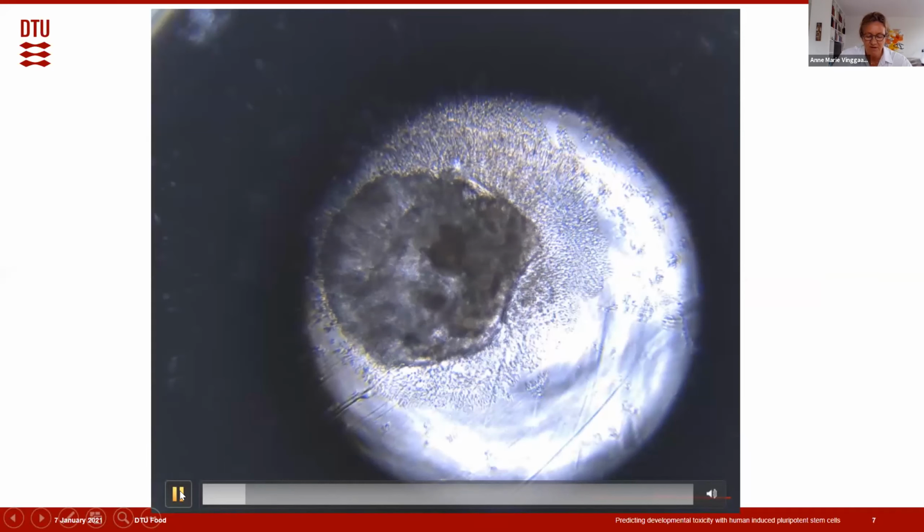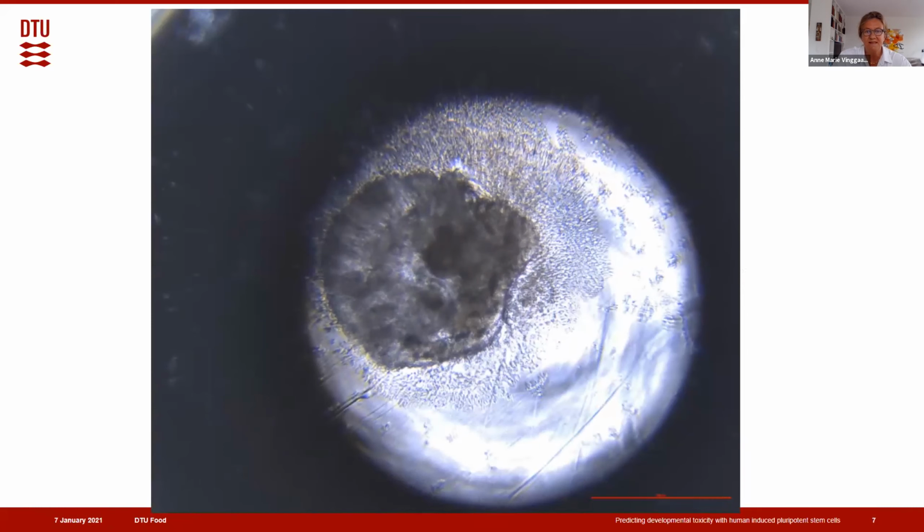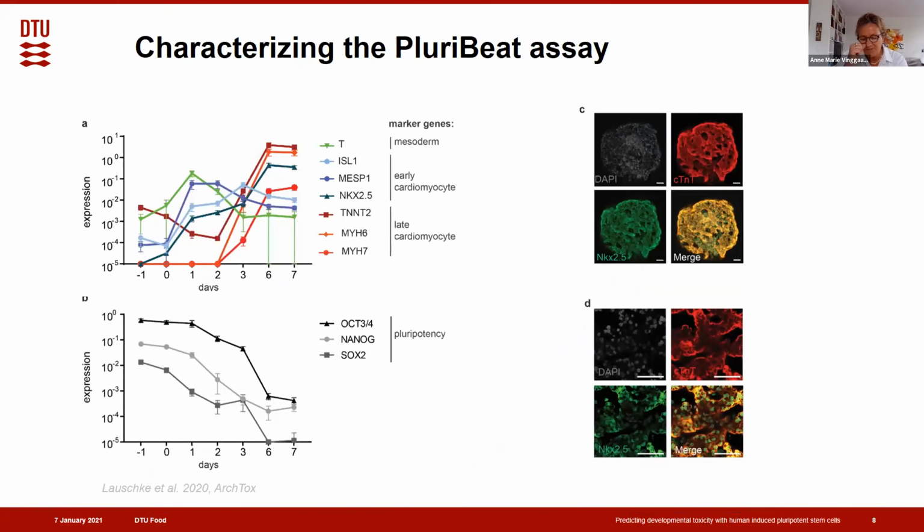And at day 7 of the assay, the differentiated embryonic bodies look like this in a microscope. They are beating like real cardiomyocytes, which is fascinating to look at. So we have characterized the embryonic bodies by analyzing various marker genes for mesoderm formation or early or late cardiomyocyte differentiation. And we found that the mesoderm markers illustrated by the green lines here peak around day 1, whereas the early cardiomyocyte markers illustrated by the blue lines peak around day 2, whereas the late cardiomyocyte markers peak around day 6 or 7. And this was confirmed by immunohistochemistry, and simultaneously the pluripotency markers OCT3/4, NANOG, or SOX2 decreased as they should during the differentiation process.